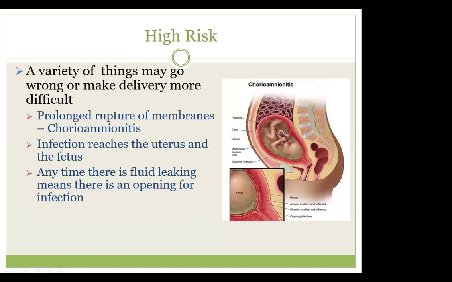Other things that can go wrong during pregnancy. Okay, a variety of things can go wrong. One is prolonged rupture of membranes. So what this is talking about is when you have a leak in the amniotic sac and the mom is leaking amniotic fluid. Anytime amniotic fluid can get out, bacteria or viruses can get in. This can cause an infection throughout the whole amniotic sac, the chorion. Infection in that area is called chorioamnionitis.